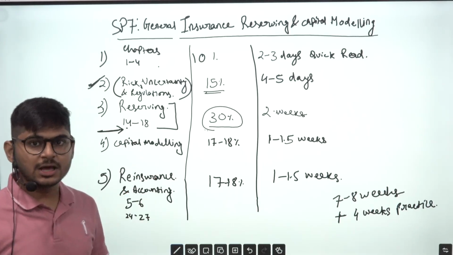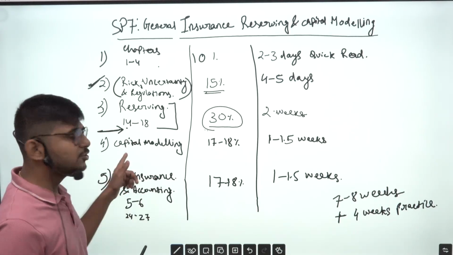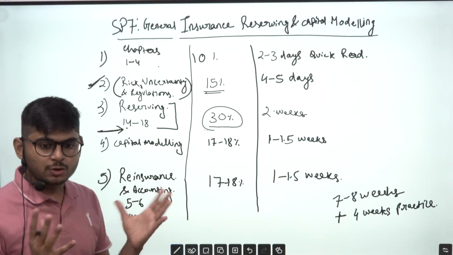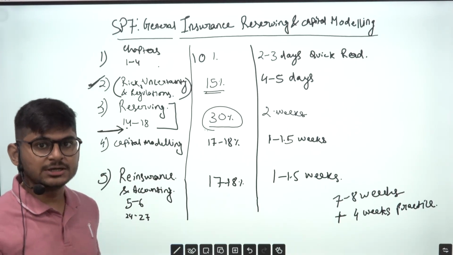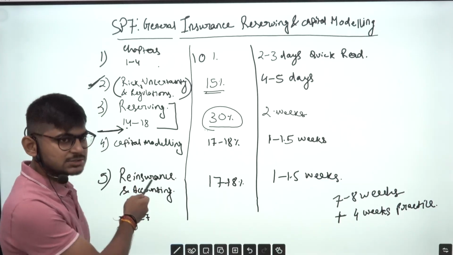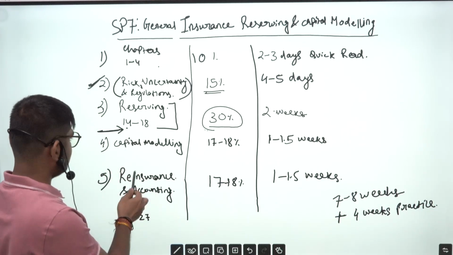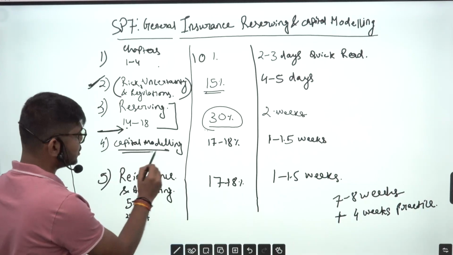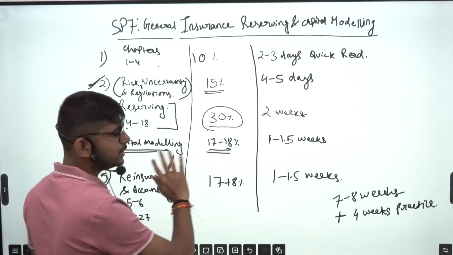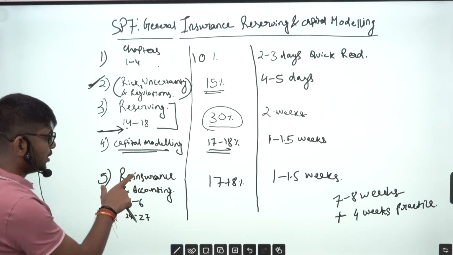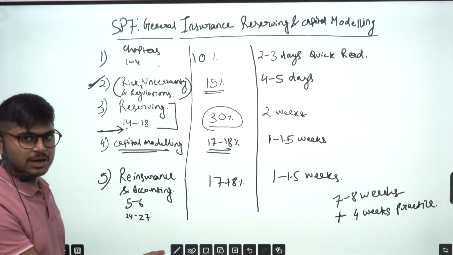Most people find it difficult to remember this theory. We will have a quite interesting way of understanding this. We will use acronyms, and we will use model answers to remember these chapters. These chapters have 17 to 18% of the syllabus, and the remaining syllabus comes from the reinsurance and accounting part of it.